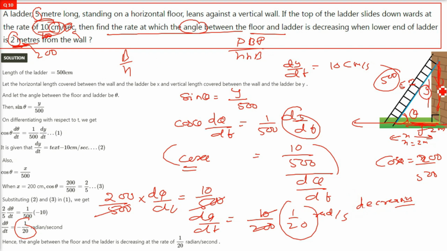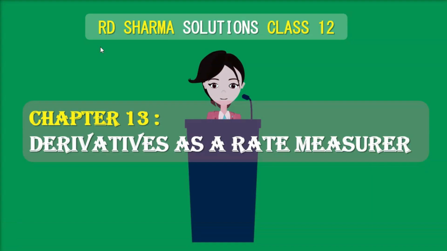You just imagine that when the ladder goes down, the angle is going to decrease. And we have followed a convention that whenever things decrement or increment, it will be negative and positive respectively.